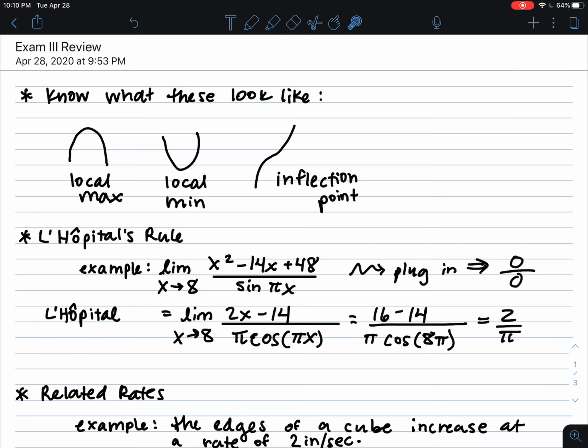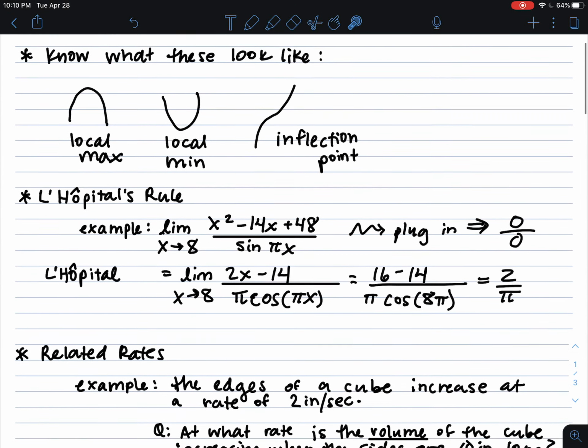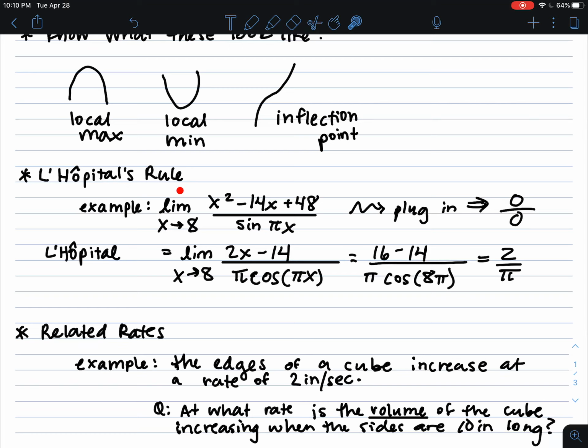All right, so the first thing I want you guys to know is what a local minimum, a local maximum, and an inflection point look like. You guys should probably already know this, but it's just like a quick reference. I want you guys to know L'Hopital's rule, which is something we did pretty recently.